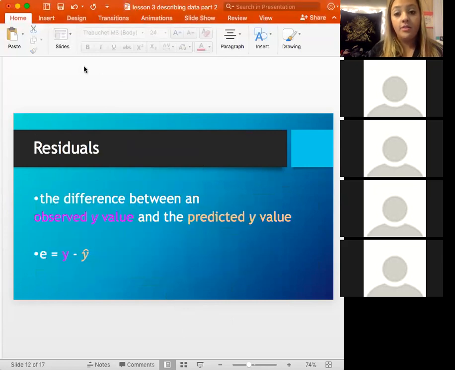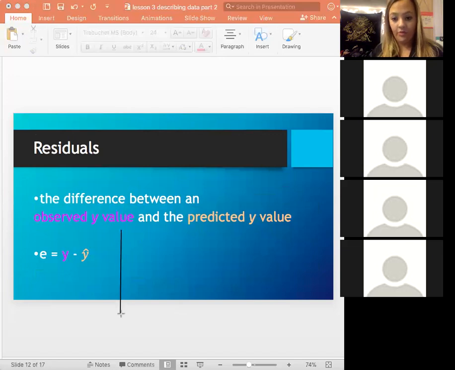Okay, residuals. All this is saying is you're trying to decide how far the observed value that you got is from what you would predict it to be. So anytime you have the straight line, let's say this is your predicted line.